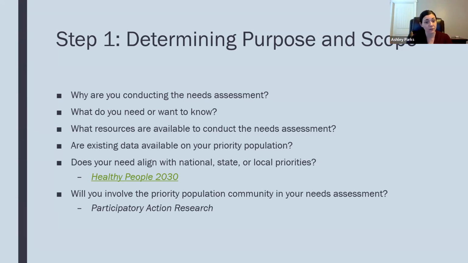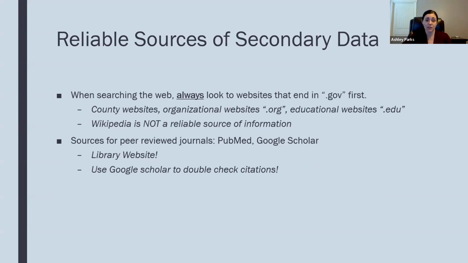Is it very broad or is it very focused? And does it need to align with state, local, national priorities? If so, Healthy People 2030 is an excellent resource. If you just Google Healthy People 2030 or click on the link, it has all the national goals around very specific health indicators. So you can see where your area falls in relation to those goals and in relation to those benchmarks. And of course, we want reliable sources of data.